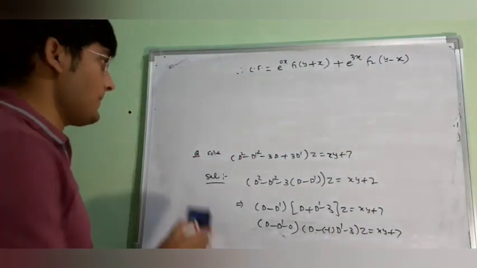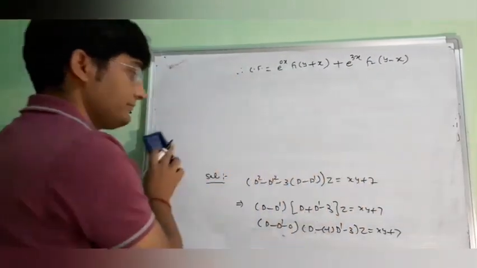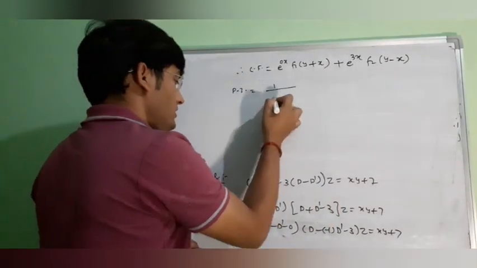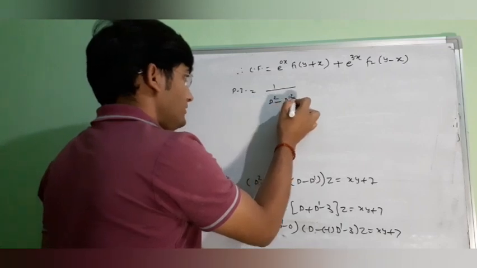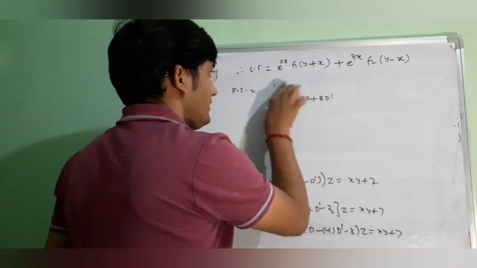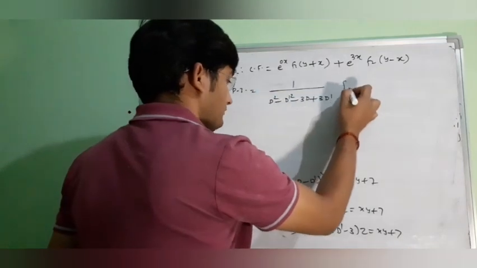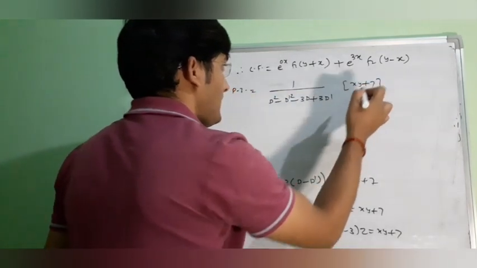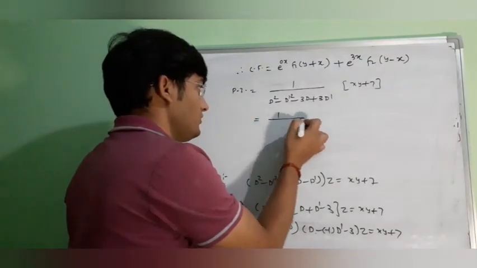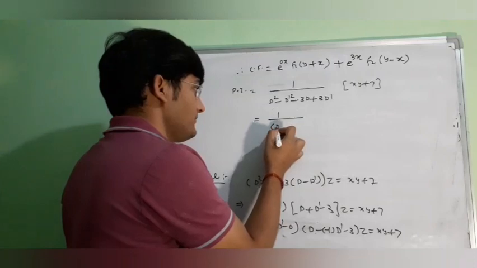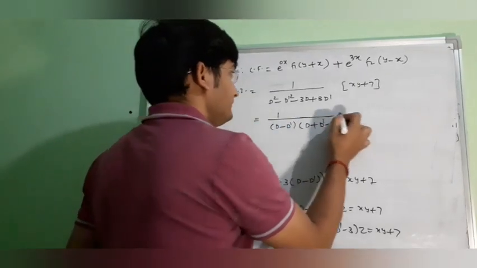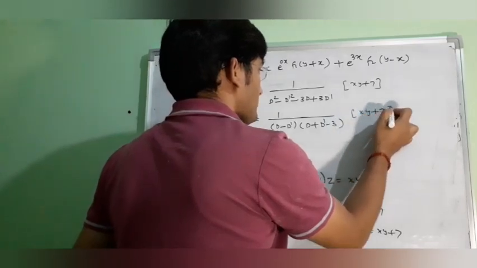Now PI. Therefore particular integral equal to 1 upon d square minus d dash square minus 3d plus 3d dash, and in the bracket we will have xy plus 7. Let us factorize it in two parts. One part is d minus d dash, and the second part is d plus d dash minus 3. Then in the bracket we will have xy plus 7.